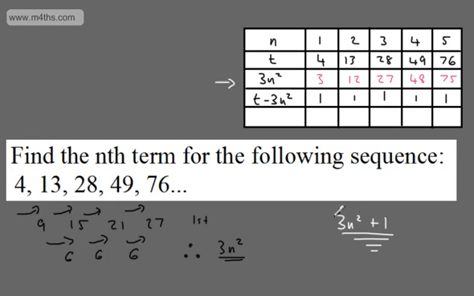Now, how can we tell this works? Is this right? Well, let's sub some values in. If I take 1, 1 squared is 1, times by 3 is 3, plus 1 is 4. If I take 2, 2 squared is 4, 3 times 4 is 12, plus 1 is 13. If I take 3, 3 squared is 9, 3 times 9 is 27, plus 1 is 28. If I take 4, 4 squared, 16, 3 times 16 is 48, plus 1 is 49. So this now is the nth term for this particular sequence.